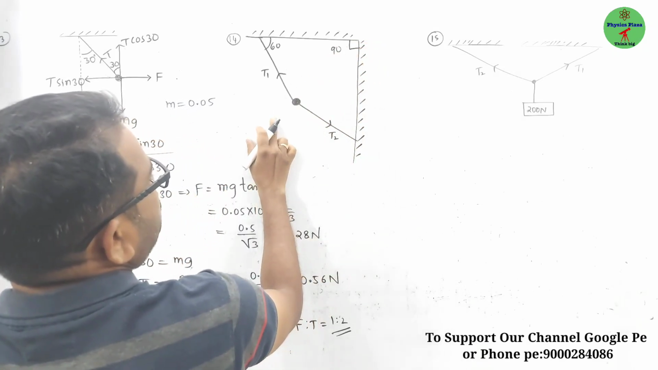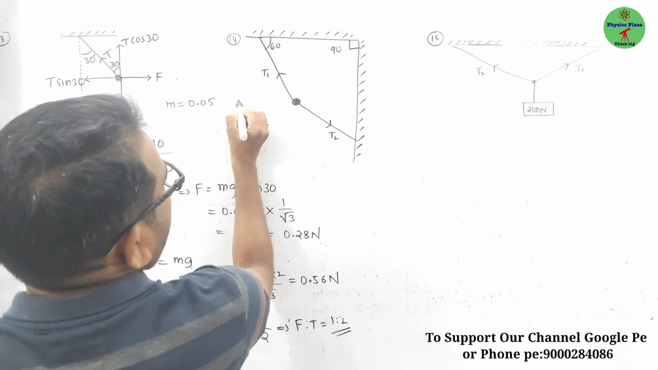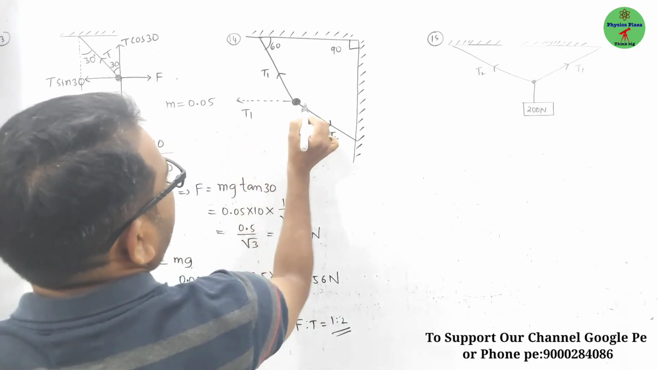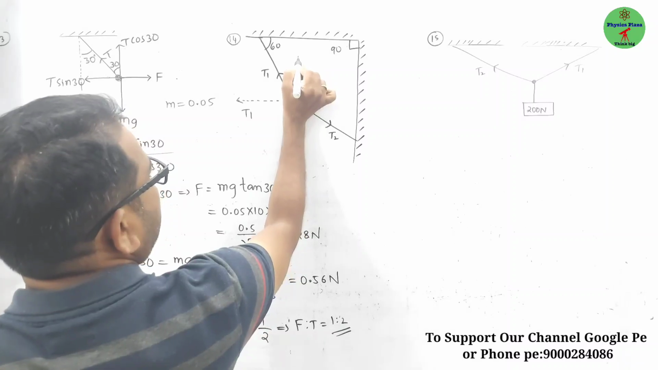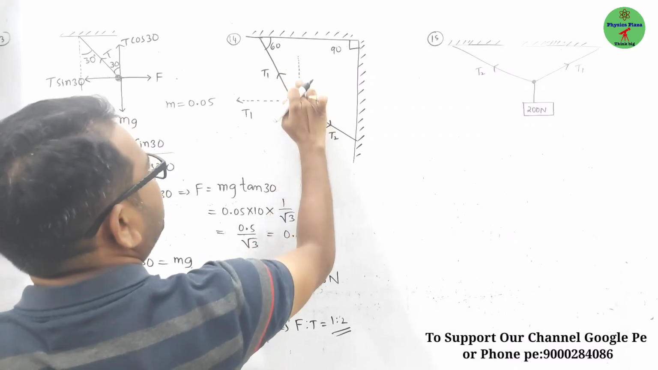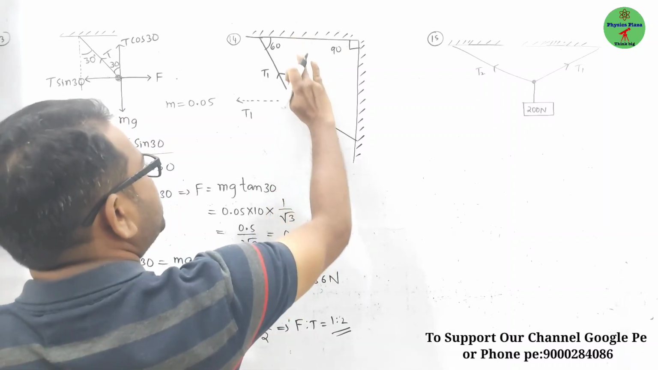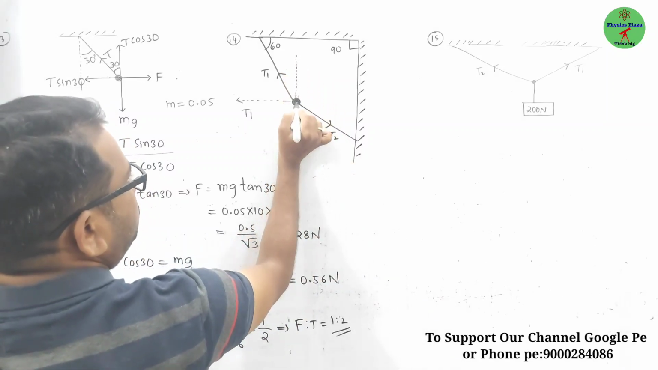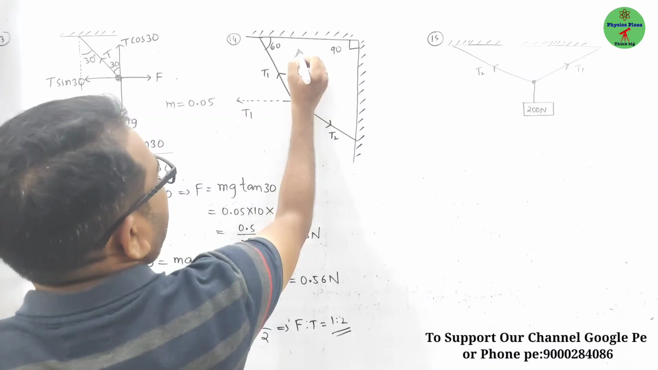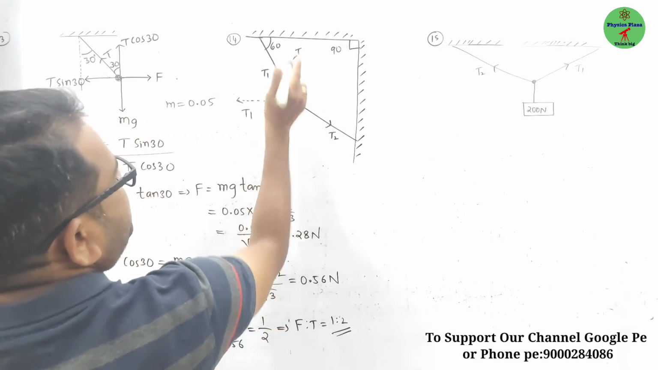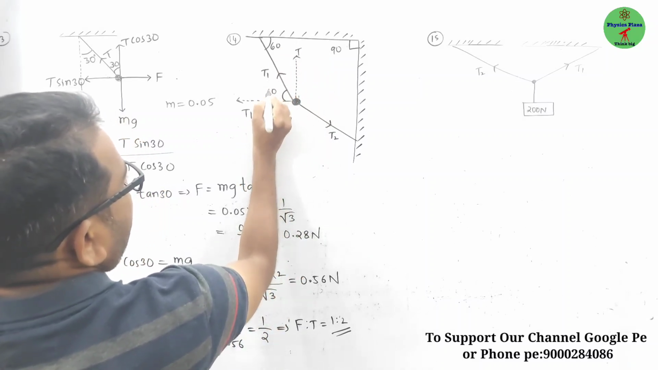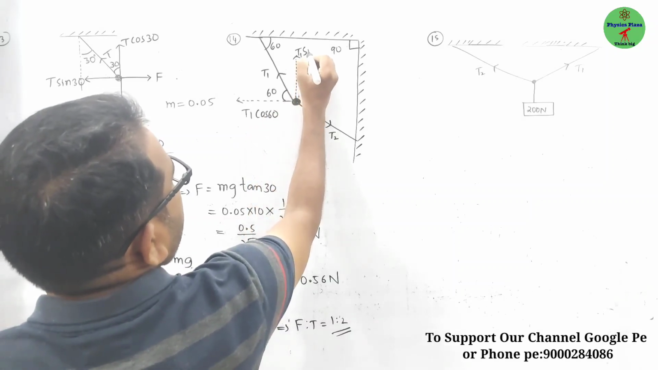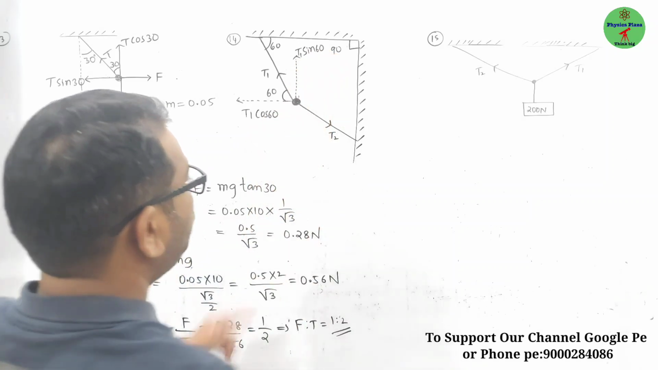Now children, let us resolve T1. Let us say it's T1, and this is going to be its vertical component. Let me make it properly. Wait. Here is 60, yes, this should be 60. This is T1 cos 60. This is T1 sin 60. Then what about this angle?